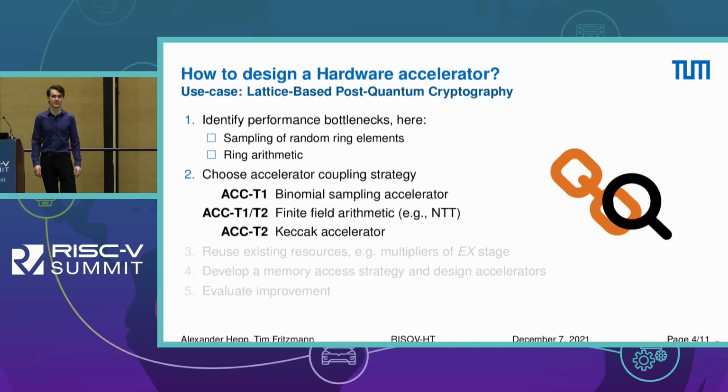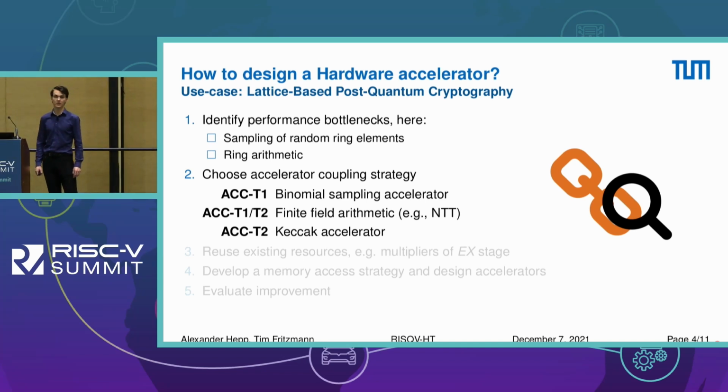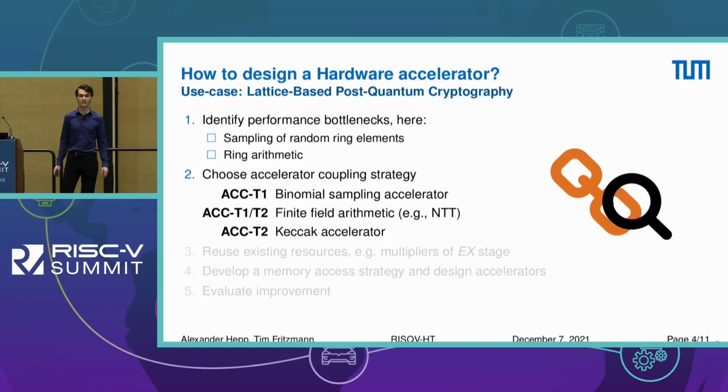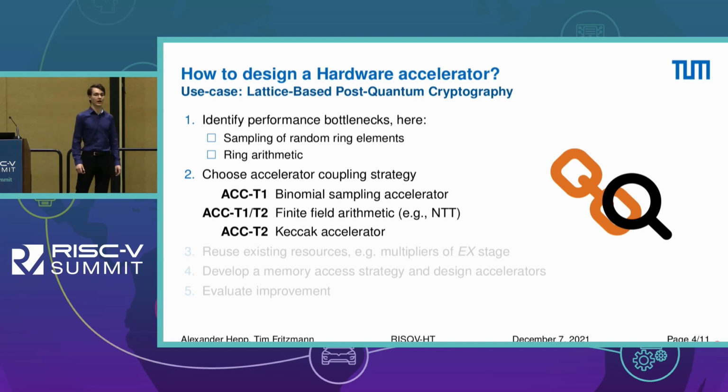Okay, we have accelerators, and we choose our accelerators appropriately. So in our case, we had a binomial sampling accelerator as a tier one accelerator, so in the X stage, because it doesn't need so many registers. We have finite field arithmetic in the X stage and in the ID stage, because some of them need quite some registers to represent their state space. And of course, we have the Keccak accelerator, as mentioned already, the hashing function, which really needs a large state space, and therefore must sit in the ID stage to get access to all the registers of the device.